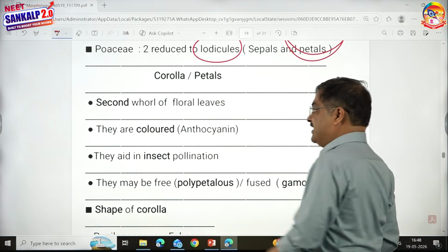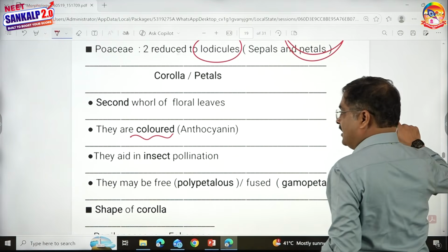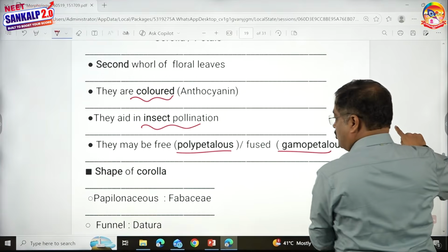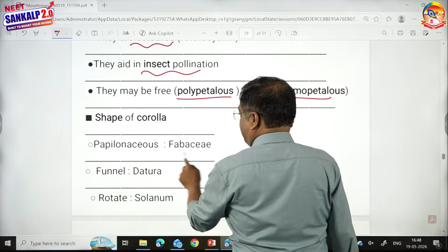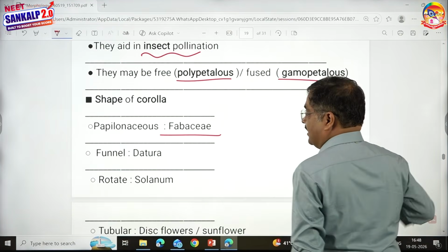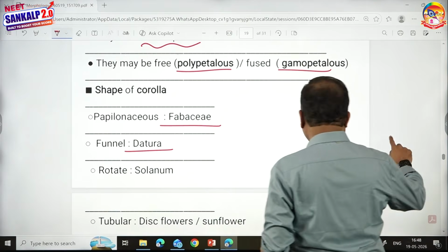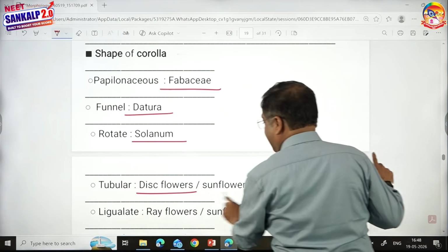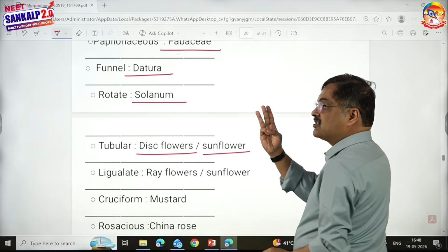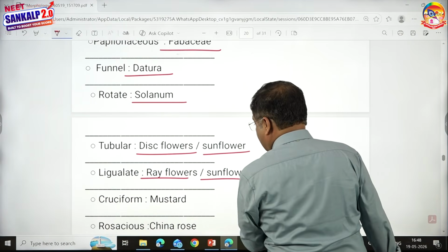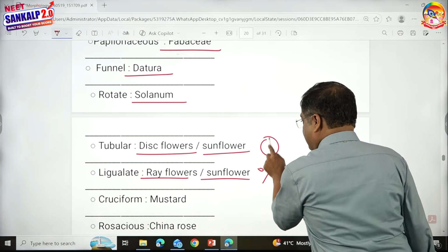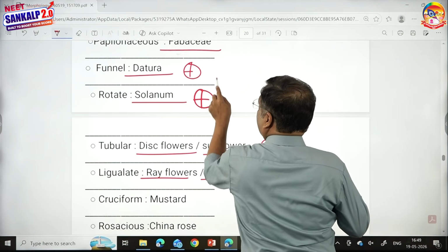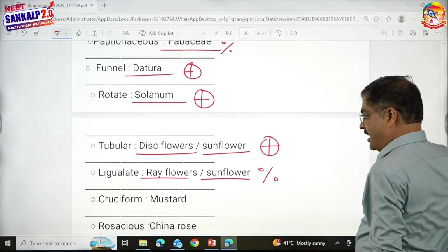Then we talk about corolla, children. The second whorl of floral leaves. They are colored. They aid in insect pollination. They may be free, polypetalous, or fused, gamopetalous. It is papilionaceous in Fabaceae. It is funnel-shaped in Datura. The corolla is round in Solanum. It is tube-like in disc flowers of sunflower. It is tongue-shaped in ray flowers. This is zygomorphic. This is actinomorphic. This is actinomorphic. This is actinomorphic. This is zygomorphic. All of you know that.